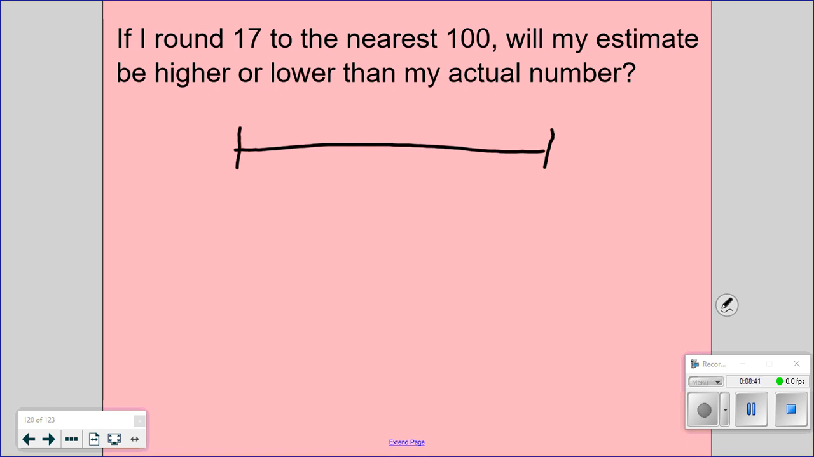This can be a little tricky because it's a two-digit number. Where do I start to figure out 17 rounded to the nearest 100? Shelby? I'm starting at zero. What is my ending number? 100. What is my ending number, Harper? 100.